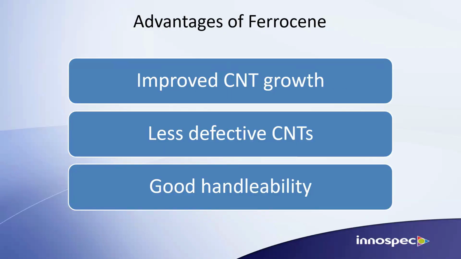So to summarise, ferrocene has demonstrated advantages compared to nickelocene and cobaltocene. So overall, ferrocene delivers improved carbon nanotube growth, produces less defective carbon nanotubes, and is easier to handle due to its higher organic solubility, lower air and moisture sensitivity, and its lower hazard profile compared to nickelocene and cobaltocene. These factors highlight ferrocene as a favourable catalyst for CVD-based carbon nanotube synthesis. So we'll now go on to explore ferrocene itself in more detail.